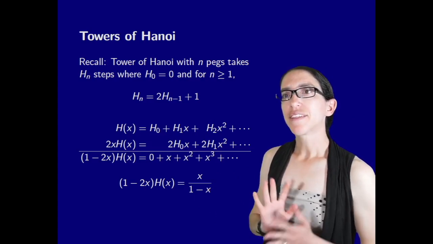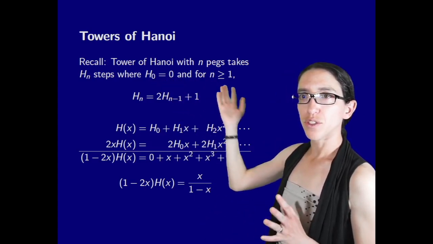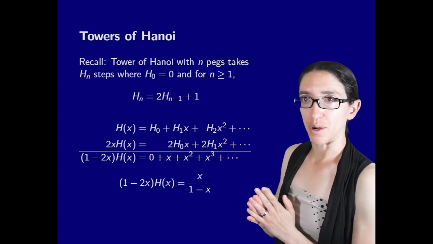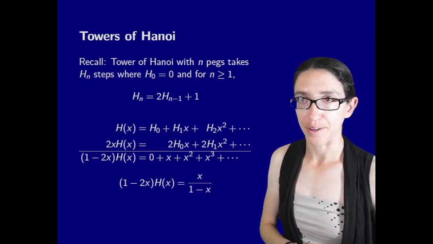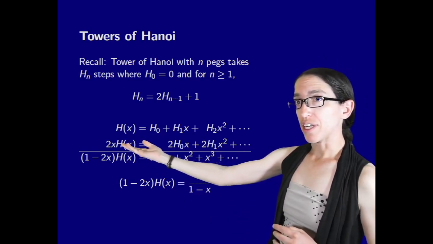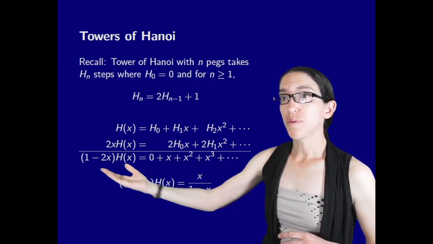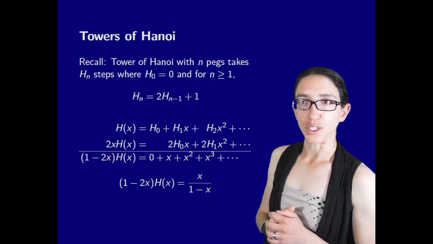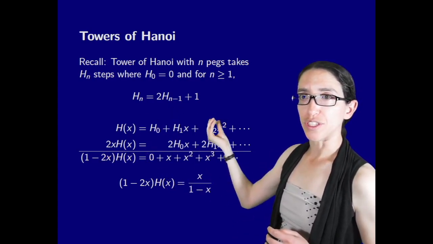Now let's look back at the Towers of Hanoi problem. So we had this recursion where the Tower of Hanoi with n pegs takes h sub n steps, where h sub 0 is 0, and h sub n is 2h sub n minus 1 plus 1 for all larger n. Now, if we write out the generating function h of x for the Towers of Hanoi sequence, and we multiply it by 2x, then we'll get the shifted sequence 2h sub n minus 1 and the generating function for that. And so if you subtract these, we should get 1, right?